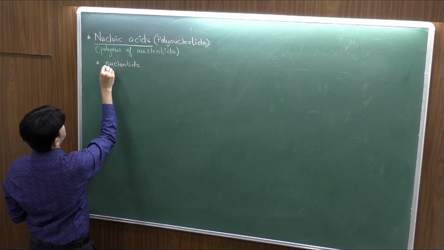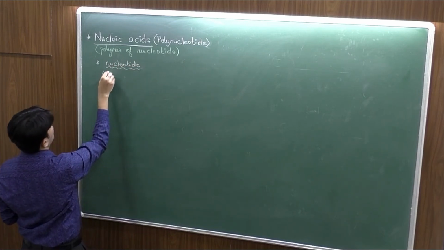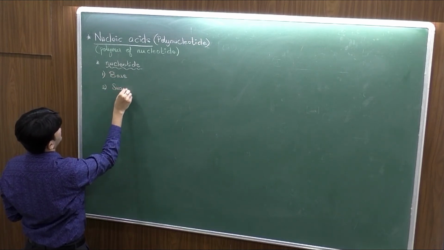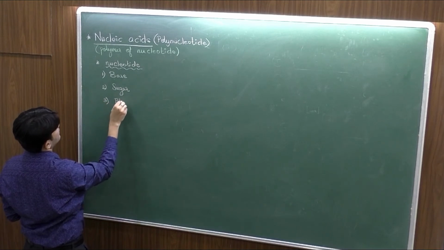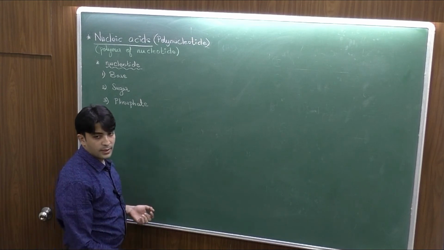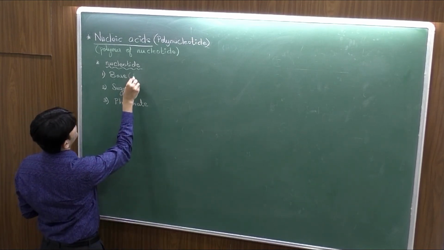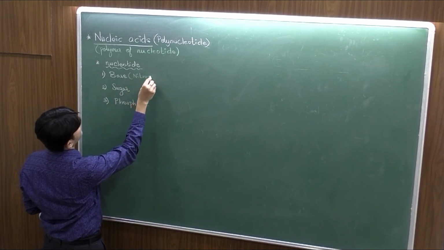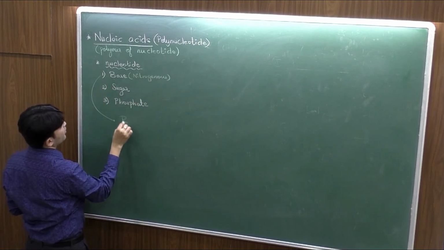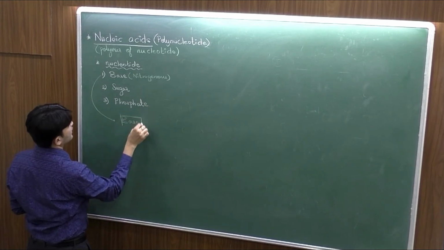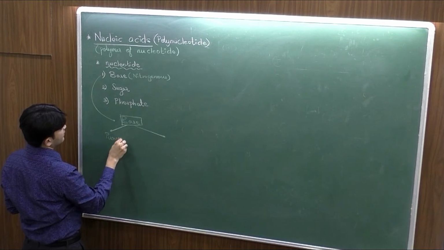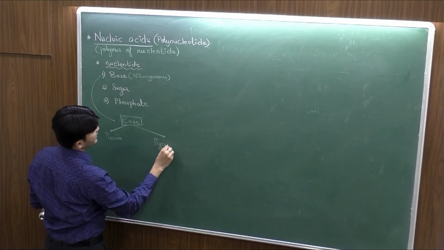Each nucleotide is made up of three parts. One is base, second is sugar, and third is phosphate. It's made up of base, sugar and phosphate group. Okay? The base which is present in the nucleotide is a nitrogenous base. Now when we talk about the base, even these are classified into two types. One is purine base and other is pyrimidines.